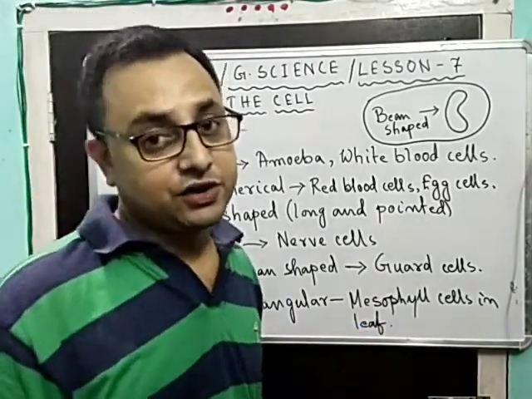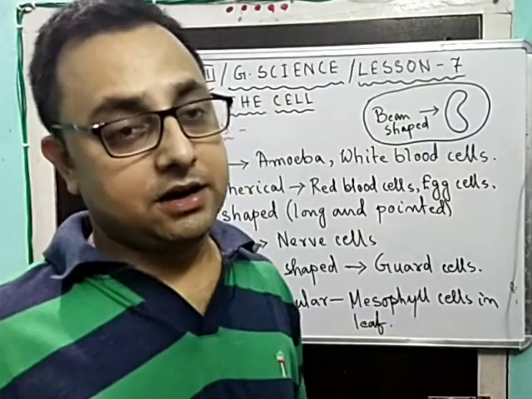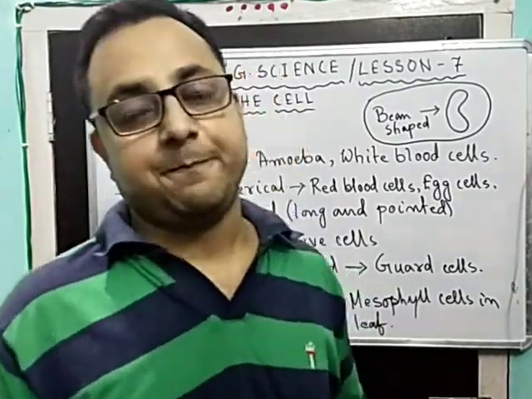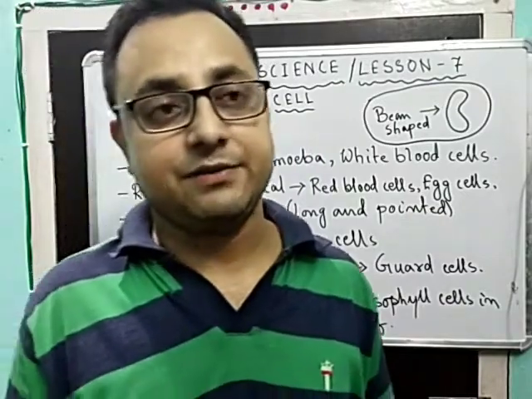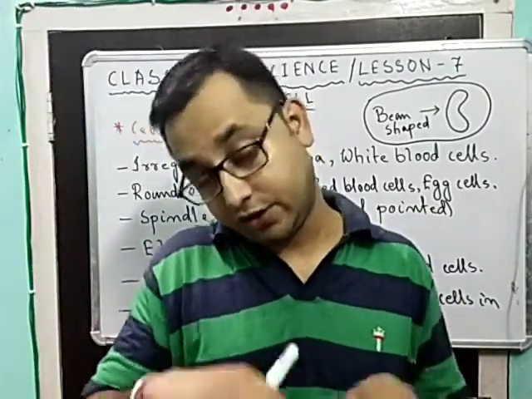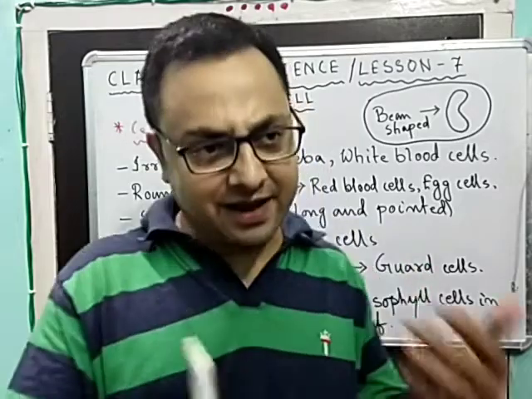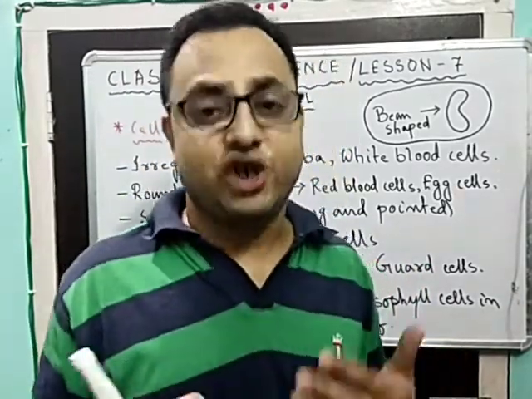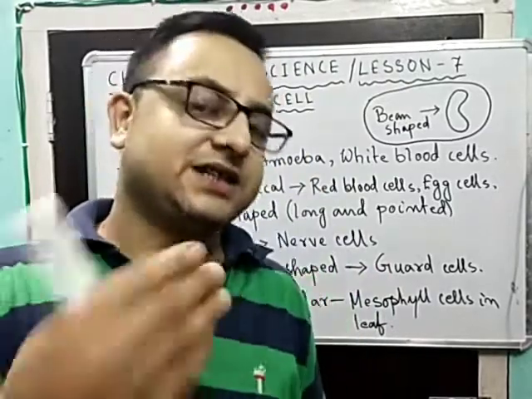So these are some of the shapes that we often come across in living organisms, whereby we find these different shapes. This is a basic illustration of the various types of shapes present in various types of cells within a living organism.